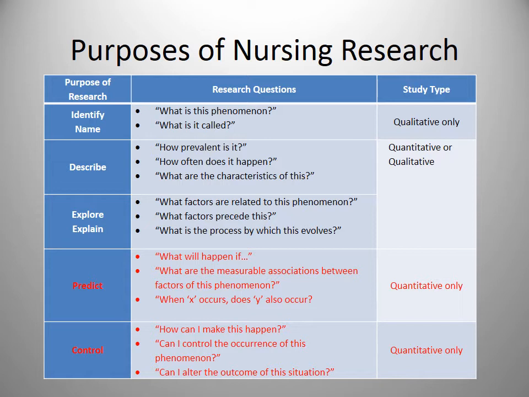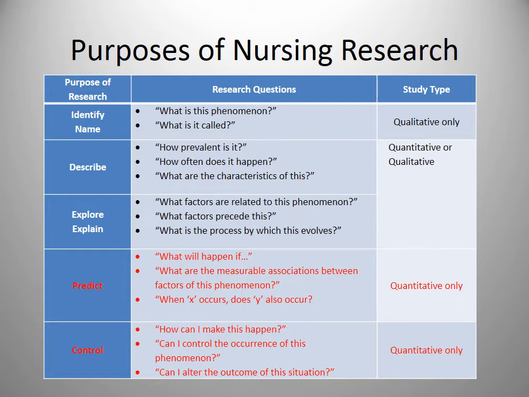So this is just a table to explain some of the differences. So this might be with identifying, naming: what is this phenomenon? What's it called? Describing it: how prevalent is it? How often does it happen? What are the characteristics of this? Descriptive can happen in quantitative too. It tends to lean more qualitative, but we do have descriptive studies in quantitative. If we're measuring prevalence, then it's going to be quantitative. This also comes into play when we talk about mixed methods.